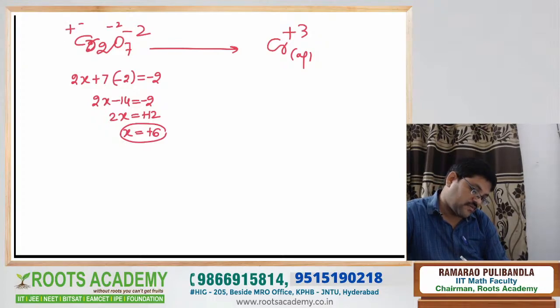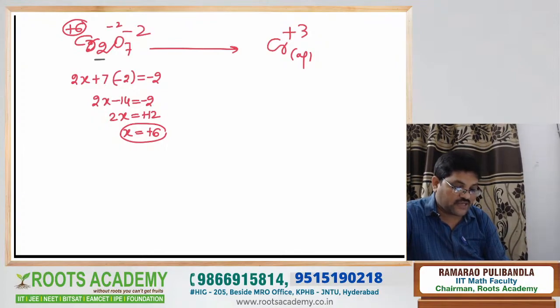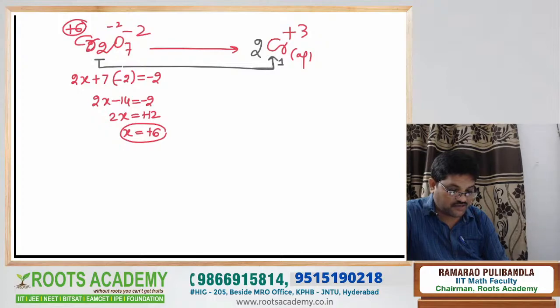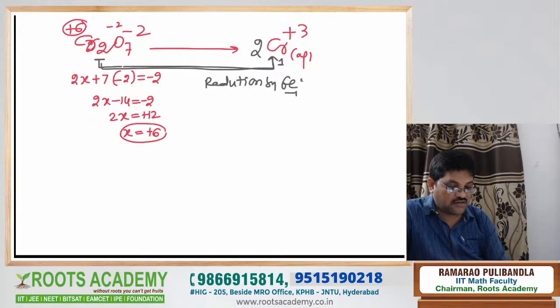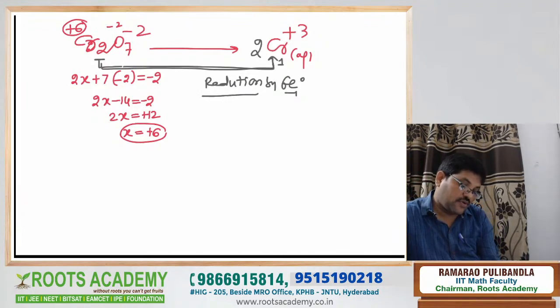Now, chromium is in the plus 6 state and changes to chromium plus 3. But below chromium in the dichromate, 2 atoms are there, while here only 1 atom is there. So it is balanced by 2. Now 2 into 6 is 12, and 2 into 3 is 6. So 12 becomes 6, which means reduction by 6 moles of electrons. Simple logic.